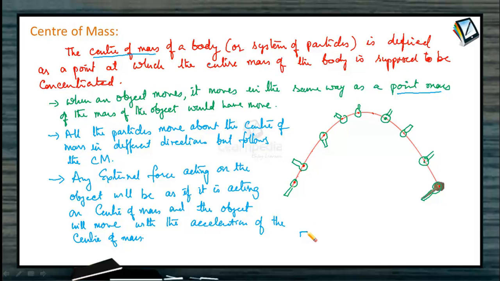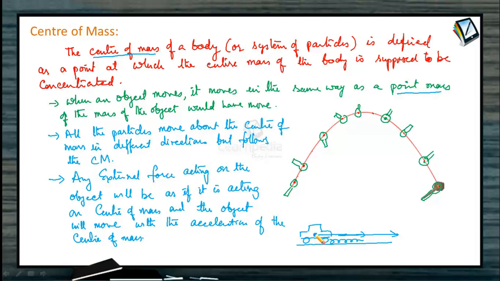Say for example, in the case of a car, when the car is moving from one point to another, look very carefully. The tires or wheels of the car are going to move like this, whereas the engine, or the particles of the engine, are moving in different directions. But there is a point in the car which is moving in a translatory motion in a straight line.